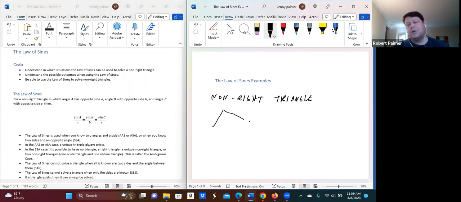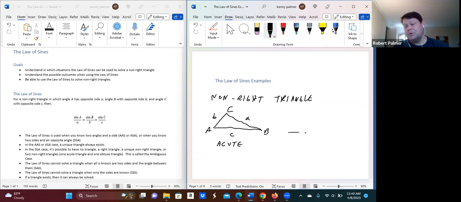So, you could have one situation where all of your angles are less than 90 degrees. Okay, I know it's not a very good triangle, but it's okay. So, we call this angle A, angle B, and angle C. And then we have opposite sides, side A, side B, and side C. And this is an acute triangle because all the angles are less than 90.